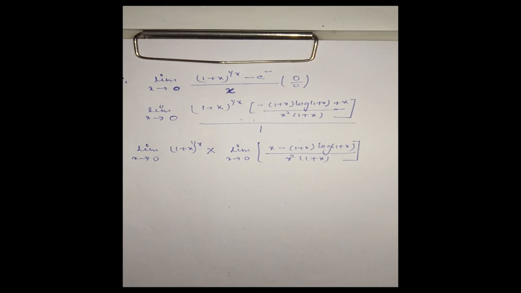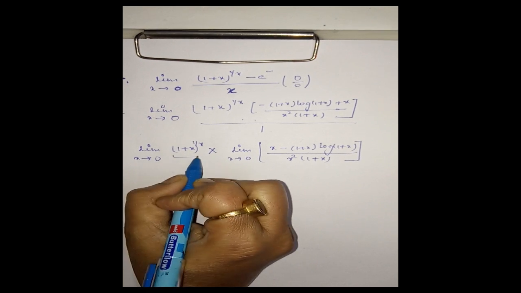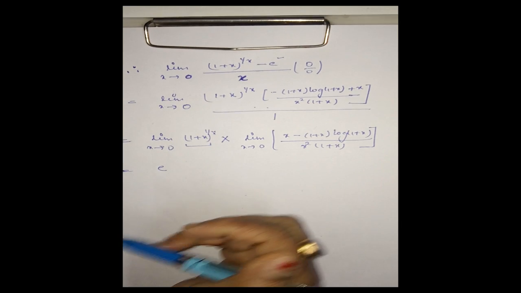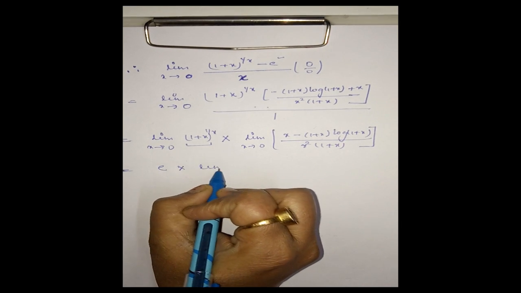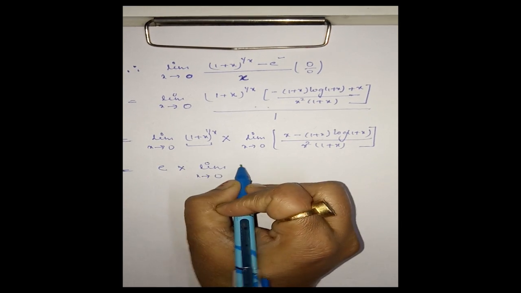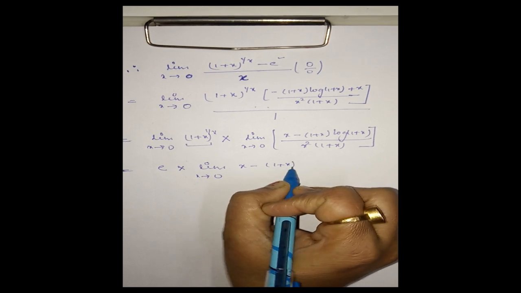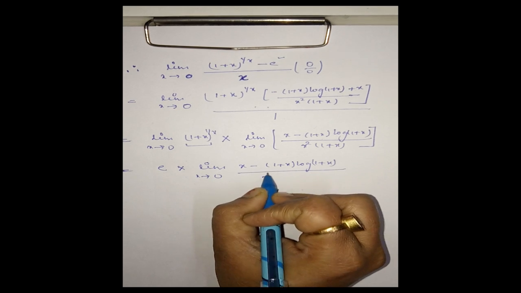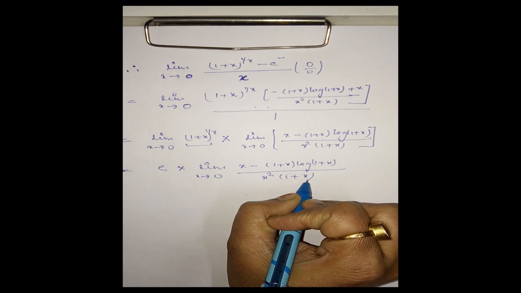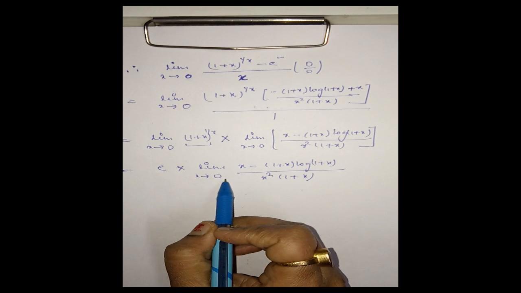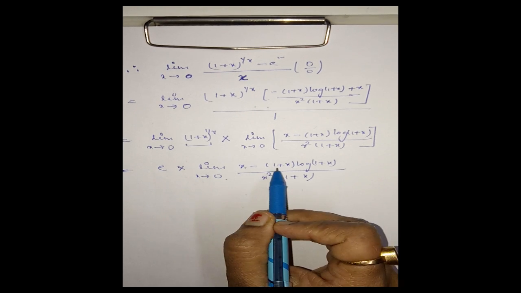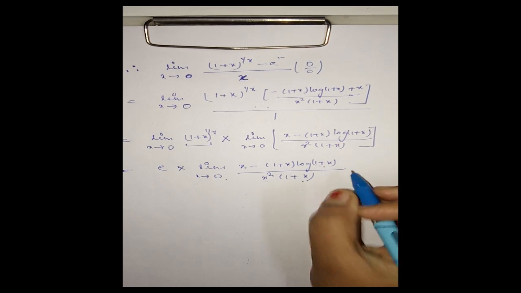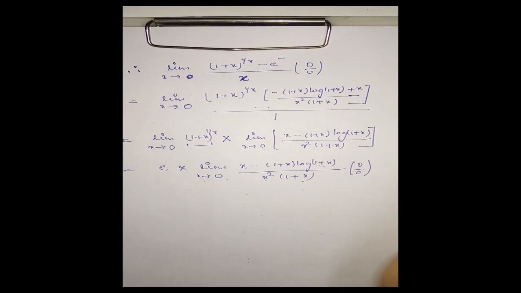Now we know this limit is e, and this is equal to e into the limit as x tends to 0 of (x minus (1 plus x) log (1 plus x)) divided by x square into (1 plus x). Now on taking x to be 0, here we have log 1 is 0, 0 minus 0, 0. And here we have 0 also. That means this is 0 by 0 form.